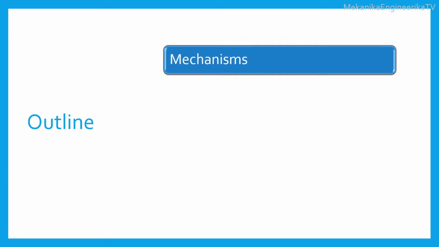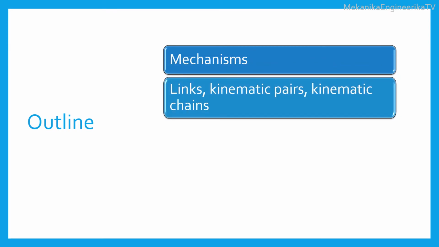To achieve the learning outcomes enumerated previously, the video is divided into 4 parts. First, we are going to define what mechanisms are. We are going to focus on the useful definition of mechanisms and not recall the historical definitions. It will not be possible to understand what a mechanism is without having a deep understanding of links, kinematic pairs, and kinematic chains. Thus, in the second part of this video, we are going to define what links, kinematic pairs, and kinematic chains are.